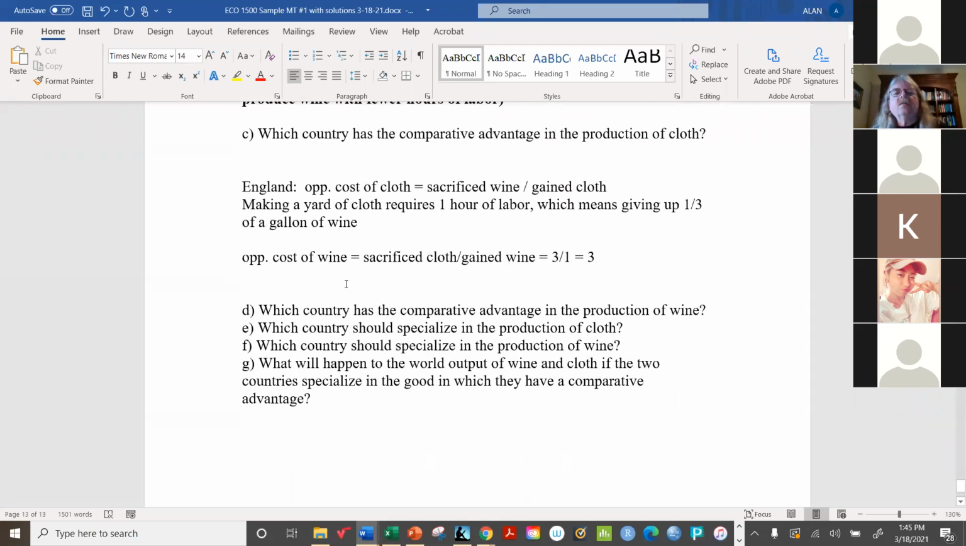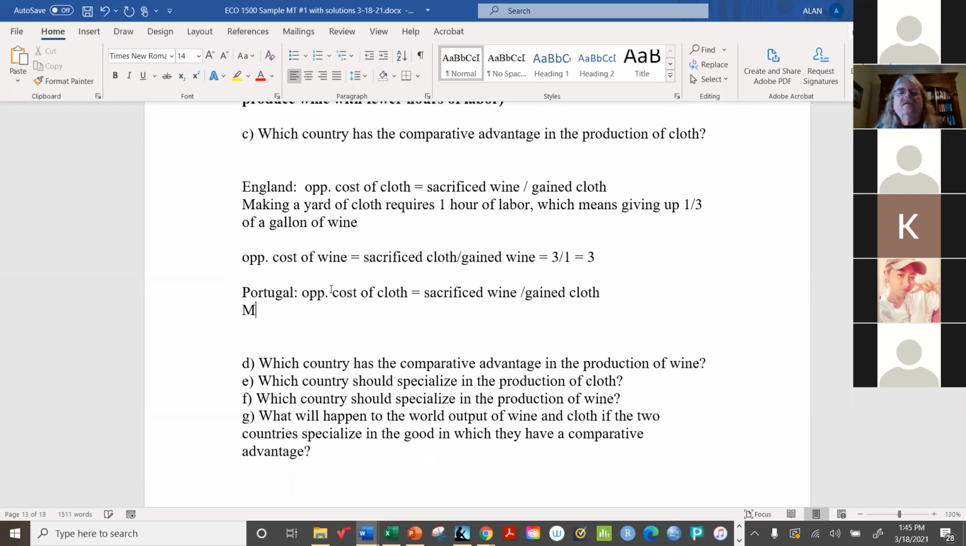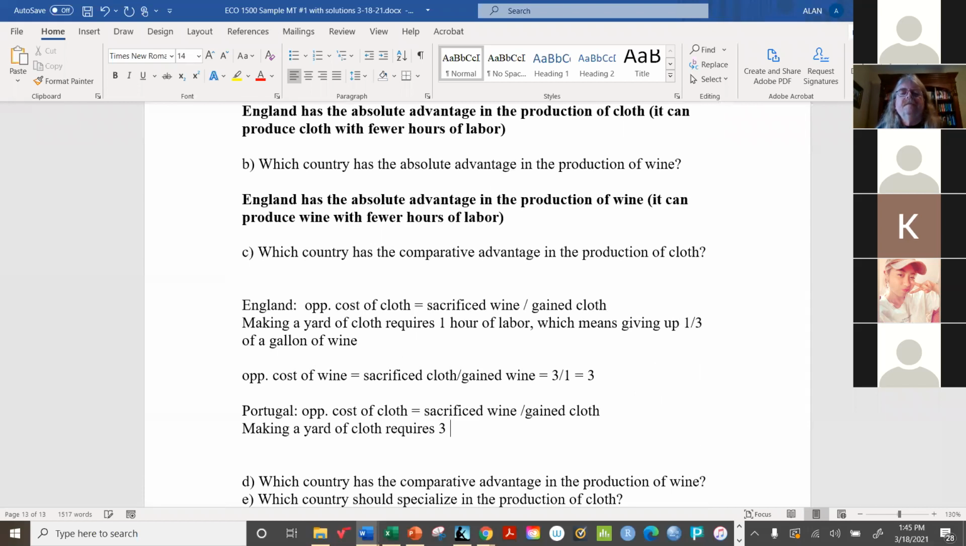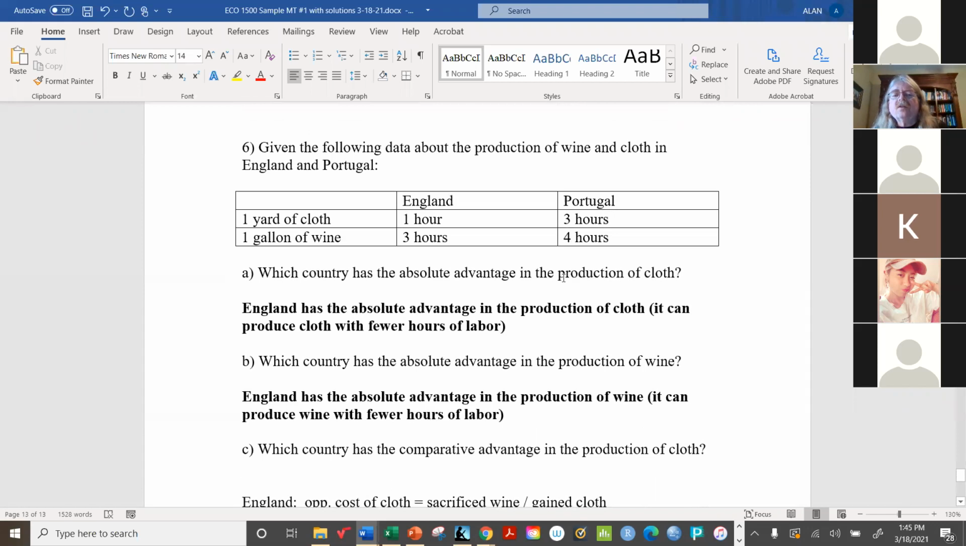Okay, well, if that's the case, what about Portugal? The opportunity cost of cloth is again the sacrificed wine over the gained cloth. So making a yard of cloth requires, in Portugal, 3 hours of labor, which could have been used to produce, now, not a full gallon of wine, but 3/4 of a gallon of wine.